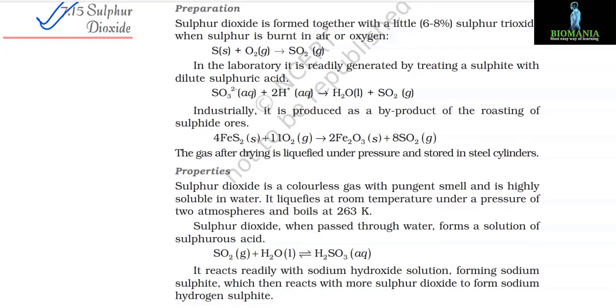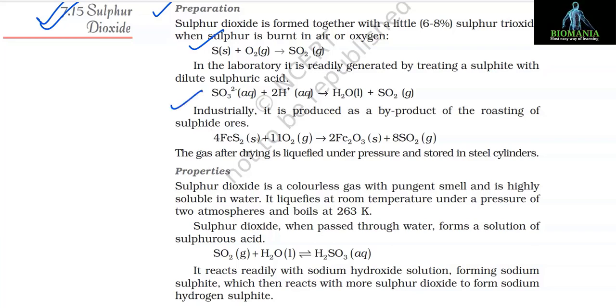7.15 Sulfur dioxide. Preparation. Sulfur dioxide is formed together with a little, 6 to 8%, sulfur trioxide when sulfur is burnt in air or oxygen. Sulfur plus O2 gives SO2. In the laboratory, it is readily generated by treating a sulfite with dilute sulfuric acid. The reaction is SO3 2- plus 2H+ gives H2O plus SO2.